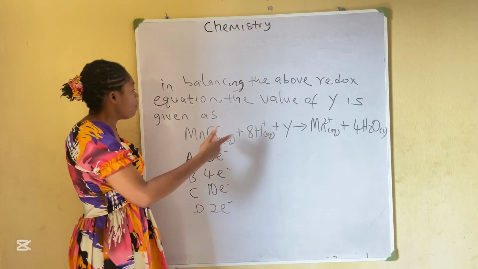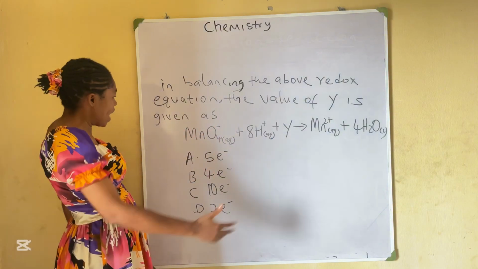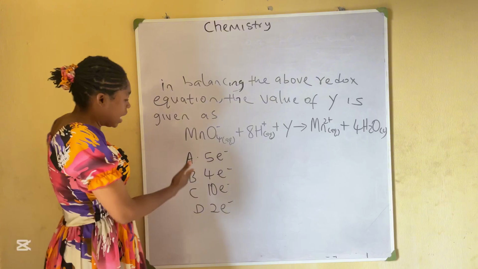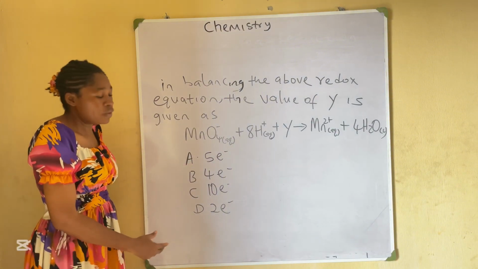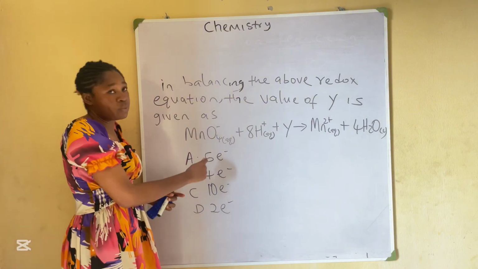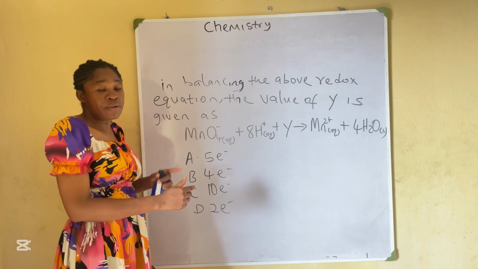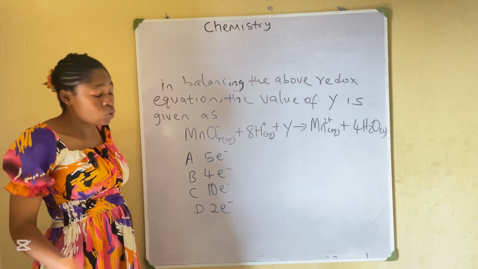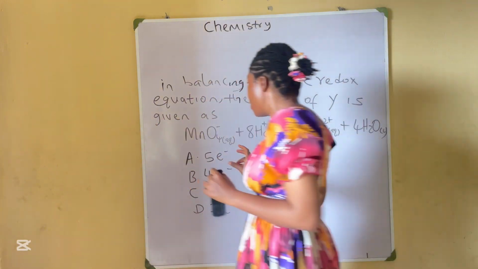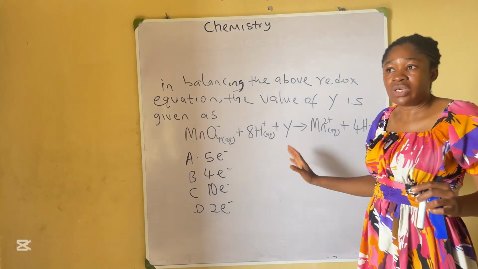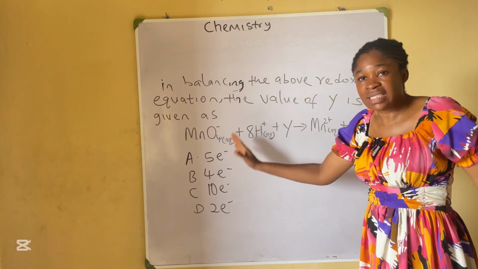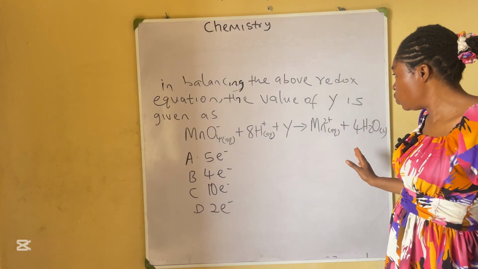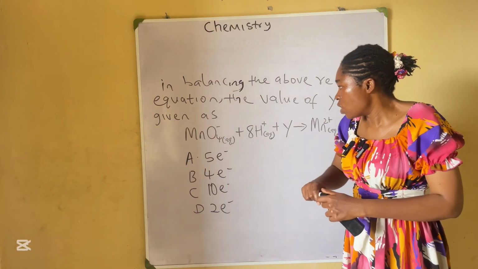In balancing the above redox equation, the value of y is given as, look at this y, you are asked to find it, and look at the options given. So for this question, you don't need to break this thing up into oxidation and reduction before you get the number of electrons. Just count the charges you have. Remember, in a balanced redox equation, the charges on the left hand side must be equal to what you have on the product side. So what you need to do is count your charges.